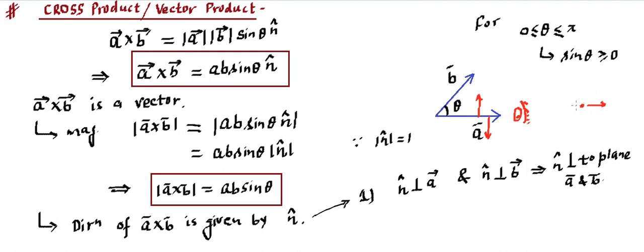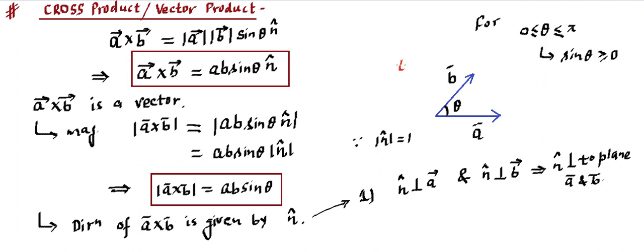The point is, the number of directions perpendicular to any line is infinite. Out of those infinite directions, we are looking for a specific direction which denotes A cross B. That direction has to be perpendicular to A and perpendicular to B. In a nutshell, we can say it's perpendicular to the plane in which the vectors A and B lie.